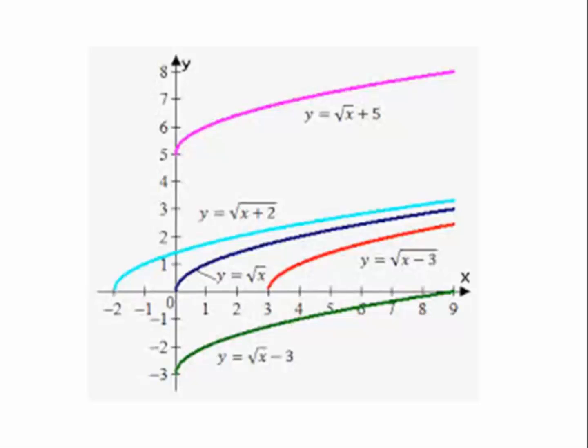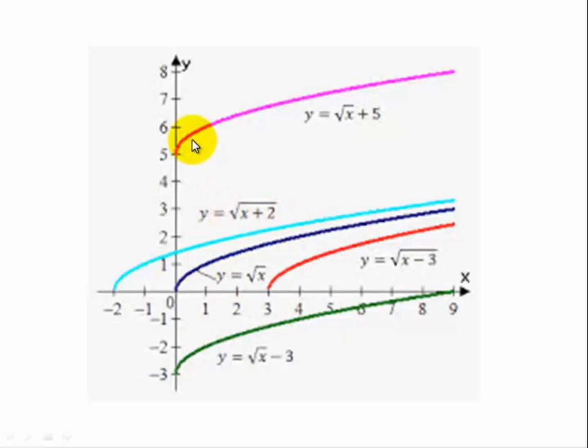So here we have 5 graphs. Here's our parent function. If we look at the red graph, h is 3, k is 0, and a is 1. So comparing the red graph with the parent graph, it's the same graph except it has been translated 3 units to the right because h is 3. If we look at the light blue graph, it's the same graph as the parent function, except it's been moved 2 units to the left. H is negative 2, k is still 0, a is still 1.